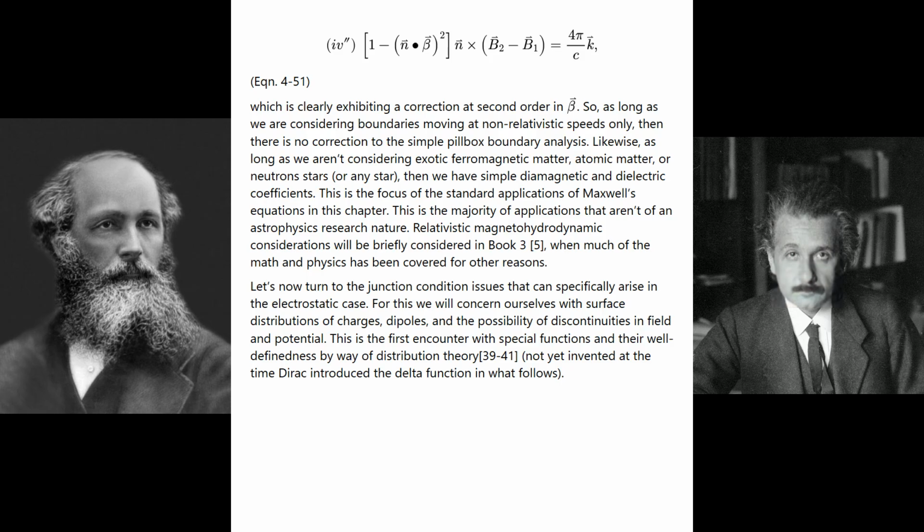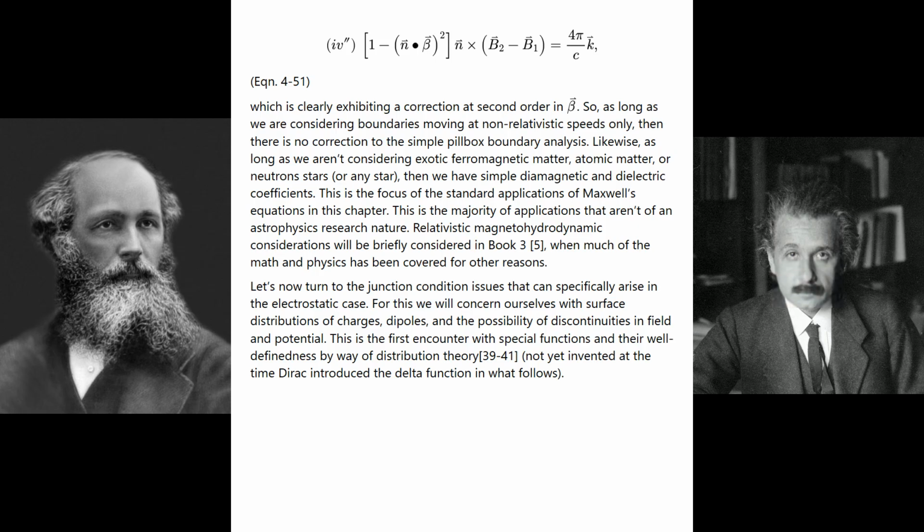So, as long as we are considering boundaries moving at non-relativistic speeds only, then there is no correction to the simple pillbox boundary analysis. Likewise, as long as we aren't considering exotic ferromagnetic matter, atomic matter, or neutron stars, or any star, then we have simple diamagnetic and dielectric coefficients. This is the focus of the standard applications of Maxwell's equations in this chapter. This is the majority of applications that aren't of an astrophysics research nature.